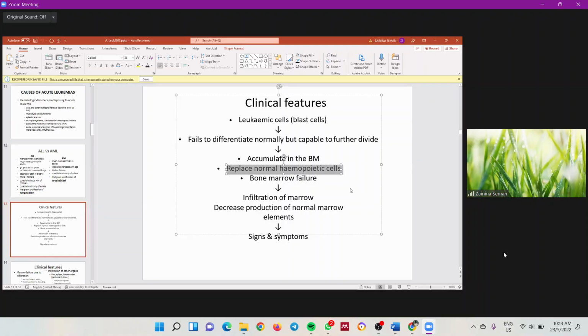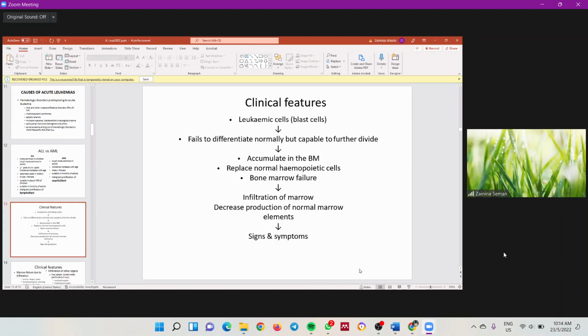What are the other two cell lineages? Another is the megakaryocyte, which gives rise to platelets, and then the erythroid lineage. Erythroid gives rise to red cell precursors. So the white cell precursor suppresses these normal hematopoietic cells, and later on it leads to bone marrow failure. And from there, the decreased production of the normal marrow elements gives rise to signs and symptoms.